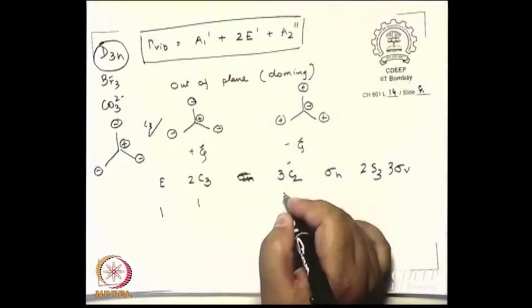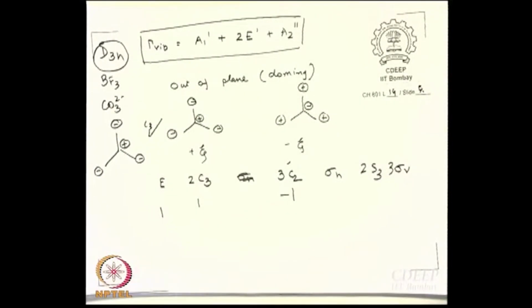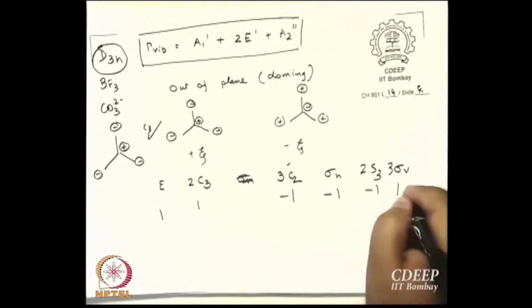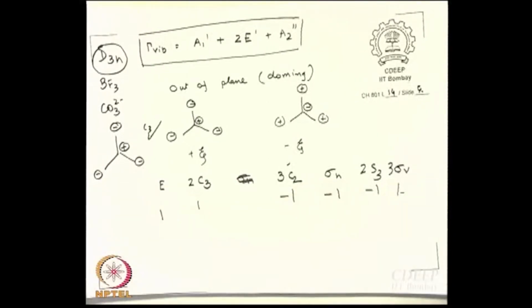So I will write plus 1, minus 1. After saying all this, if I write plus 1, then what is the point of discussing so much? Sigma h minus 1, S3 minus 1, where the sigma h operation is involved, sigma v is plus 1, isn't it? Okay, now let us compare with the character table.